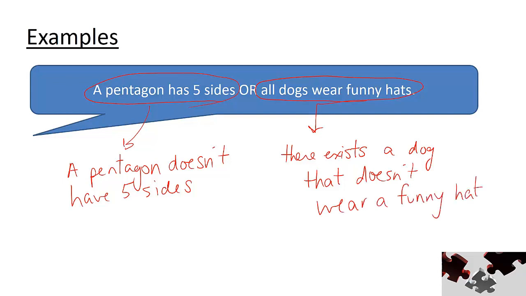Okay, now let's go back to our original compound statement. What connector do we need for our negation? Since our original statement had OR, our negation is going to use the word AND.